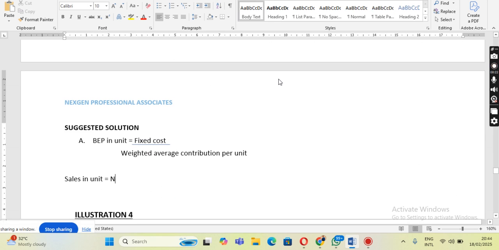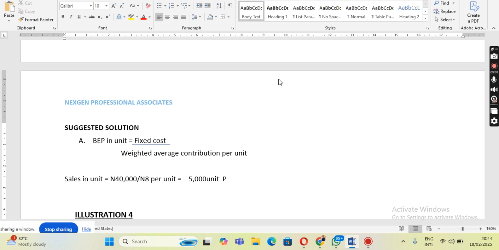Now, if that is established, this is 40,000 naira divided by 8 naira. Don't forget that this is 8 naira per unit, right? This is for P. Now, when naira cancels naira, you have units. Class, what is the sales in units? It is 5,000 units. So you've gotten 5,000 units for P.